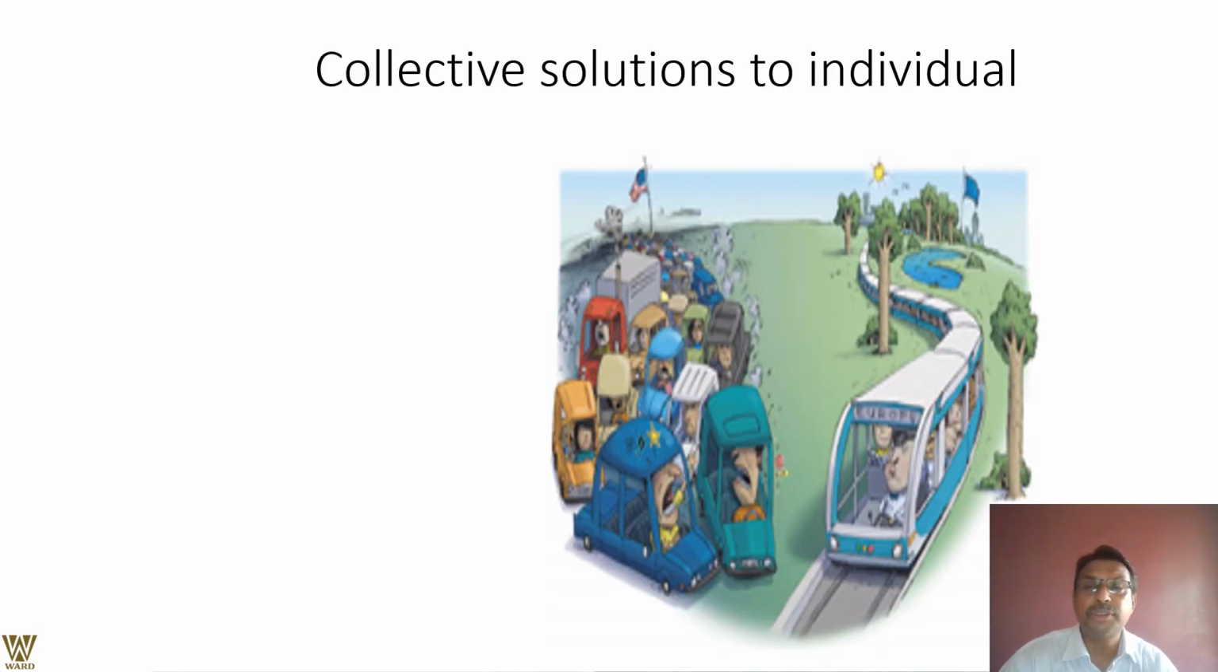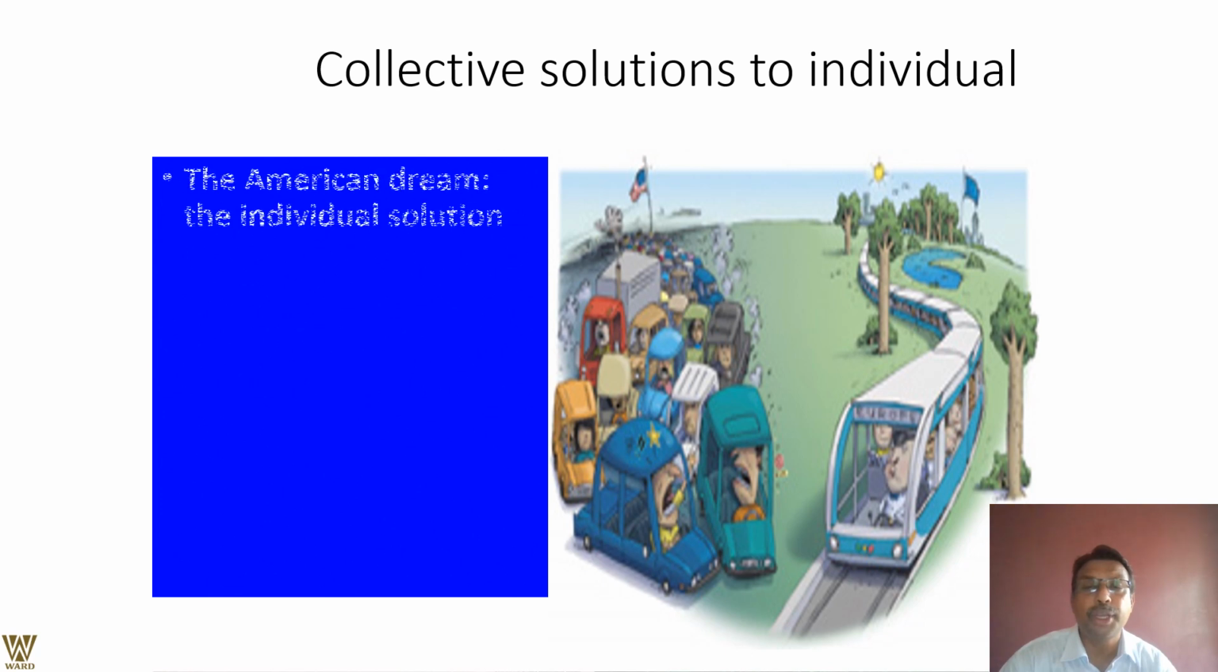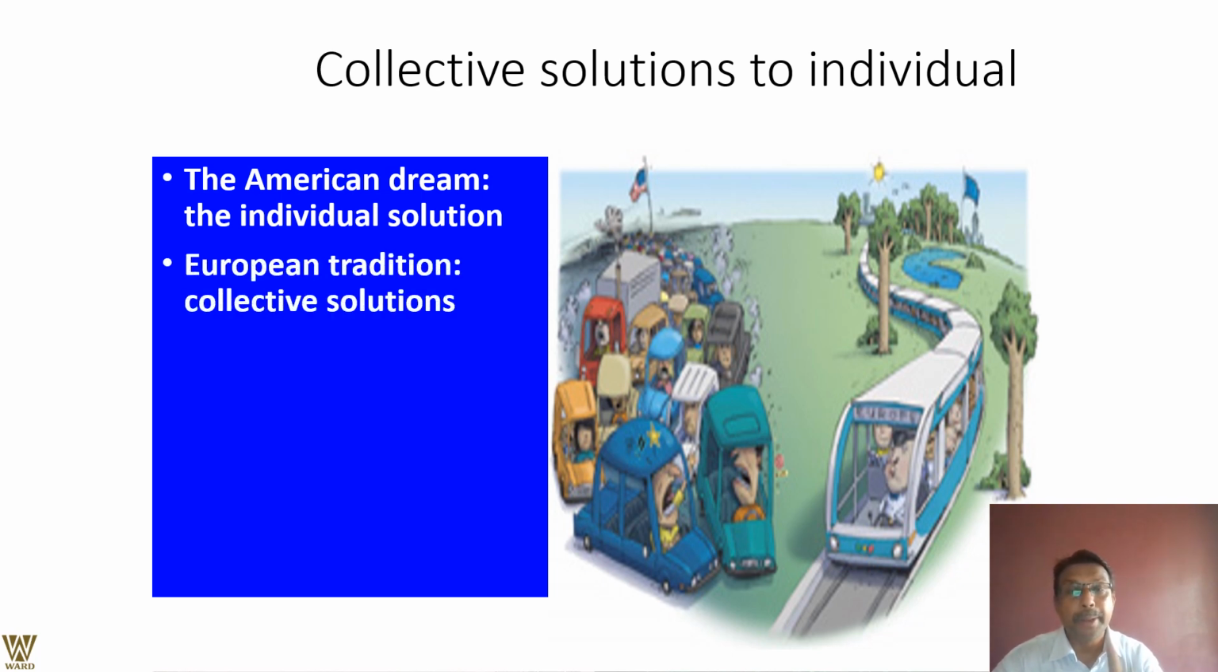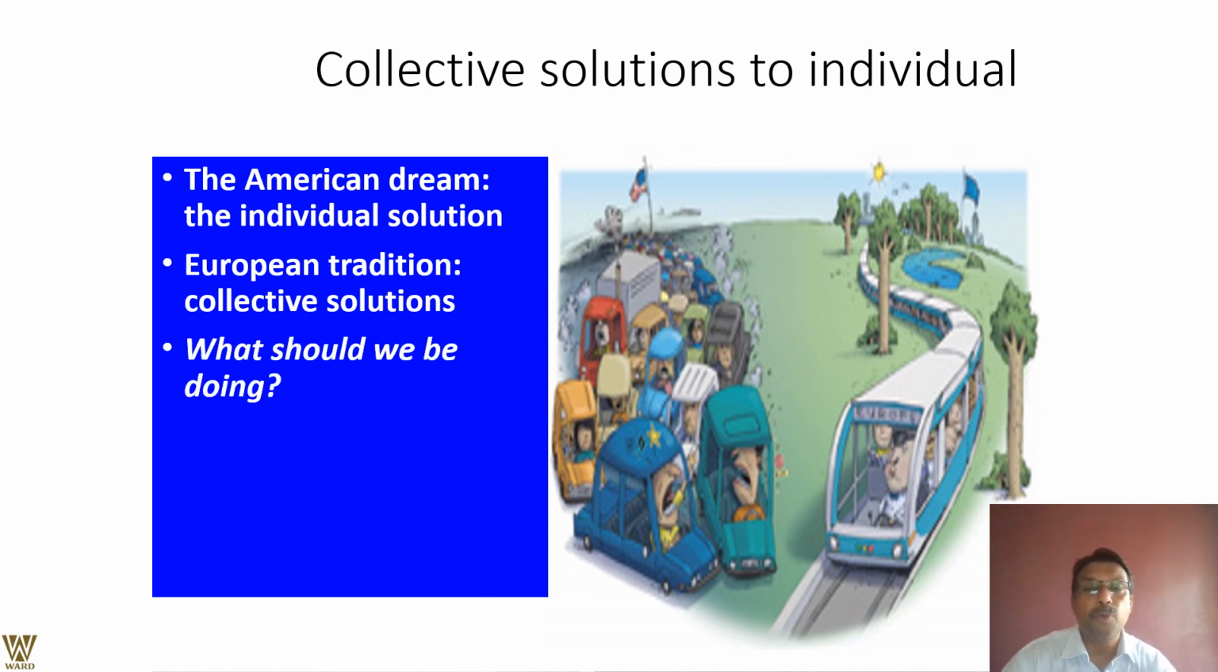So collective solutions rather than individual ones is what we should be looking into. Remember, the American dream is only for the individual solution, which is changing, believe it or not. European tradition is for collective solution about the community. What should we do? Should we look for our individual comfort or should we look for community well-being? Now, that is the question that we need to answer before going around it.